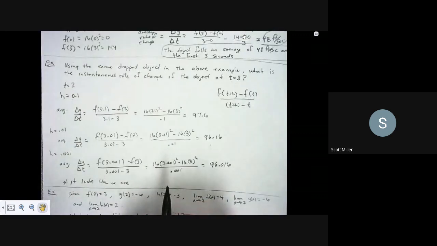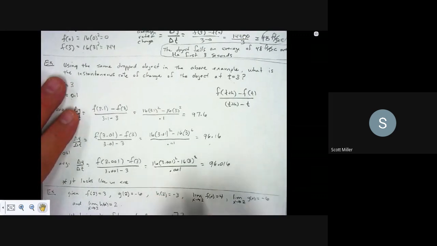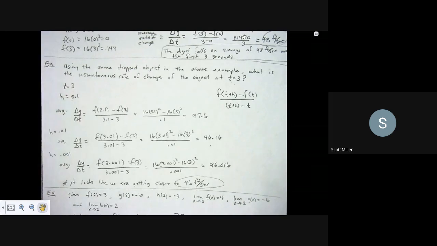It looks like we're not sure yet. Okay, remember, we don't have everything we need to help us do this problem properly, but we can keep on going, and it looks like it's going to be approaching 96. Which means the instantaneous rate of change at 3 looks like it's going to be 96 feet per second.